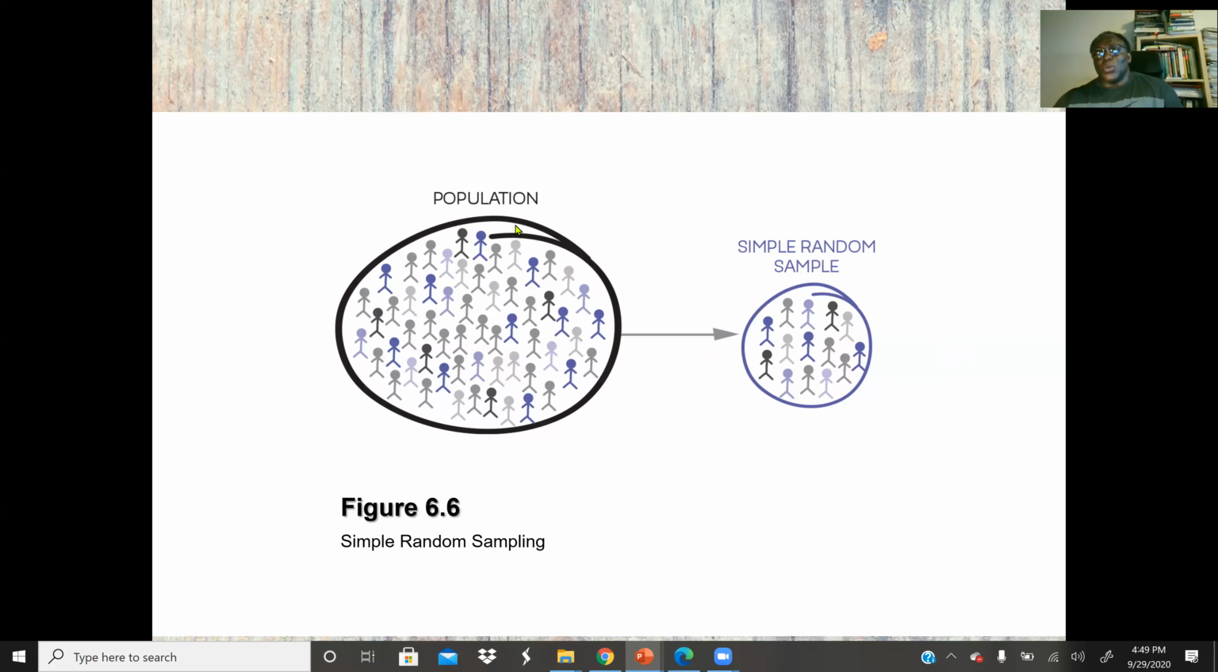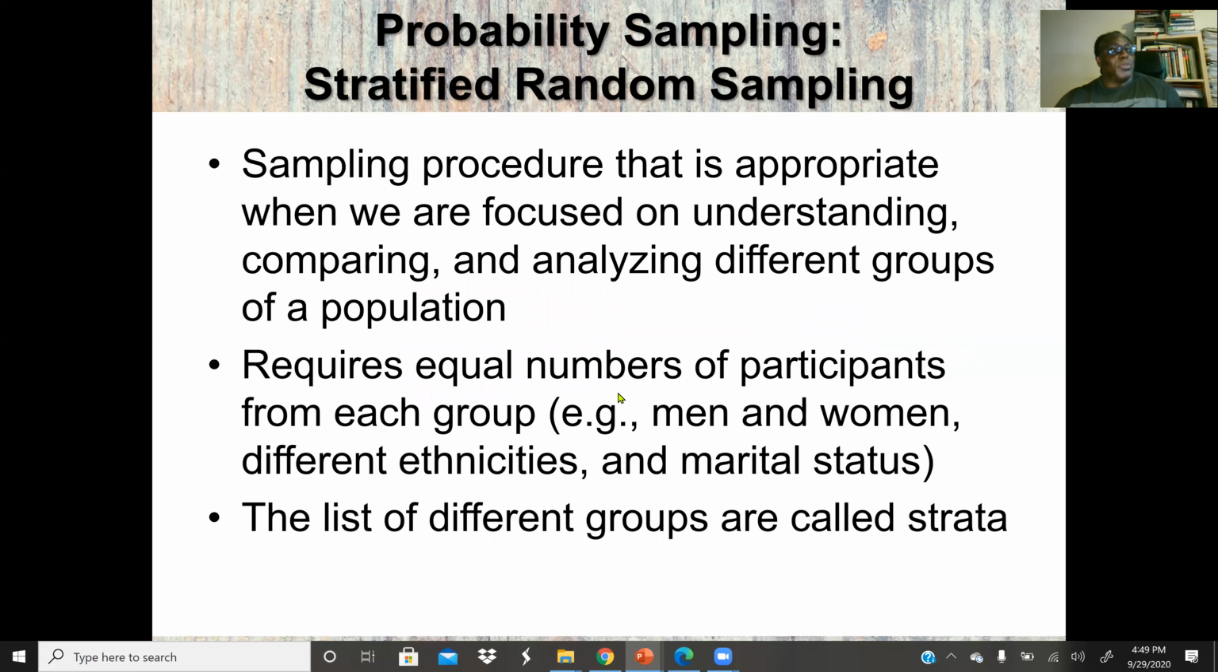So this is an example. We have a whole population, then with simple random sampling we randomly select any amount we want. There's no criteria based on anything. We randomly select. So next we move to stratified random sampling.